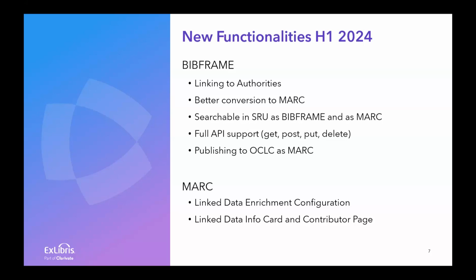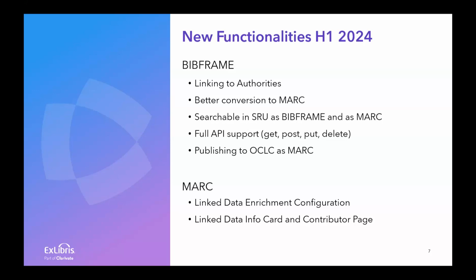In addition, we have better conversion to MARC. A lot of the workflows and functionalities in Alma are based on identifying the correct MARC fields. Again, Alma is a multi-format system, and we need to make sure the same functionalities work in a hybrid environment, meaning with Bibframe and MARC side by side. So we've improved the conversion to MARC and from MARC. The conversion is based on the Library of Congress converter, but we've made adaptations to fit Alma's workflows.